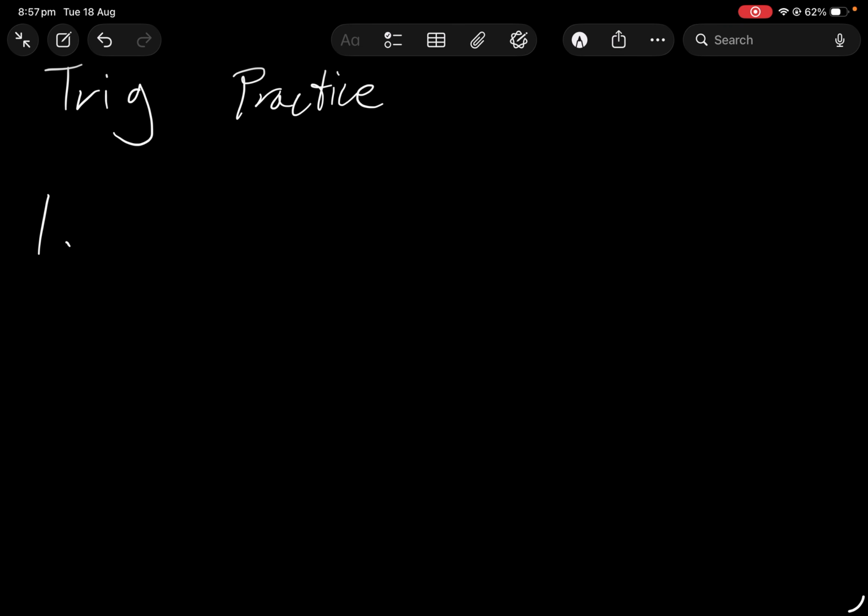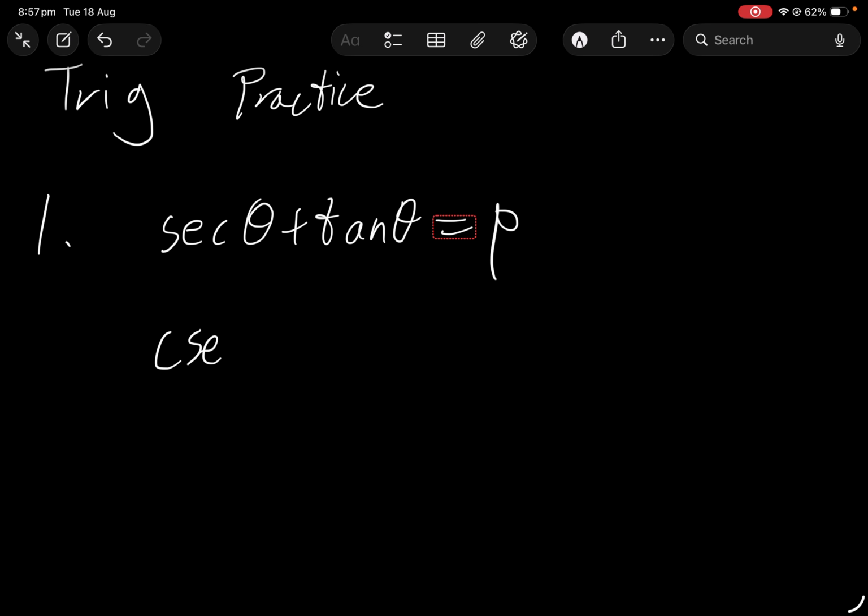Question 1. Given that p is a non-zero constant and sec theta plus tan theta equals p, prove algebraically that cosecant theta equals (p squared plus 1) over (p squared minus 1).